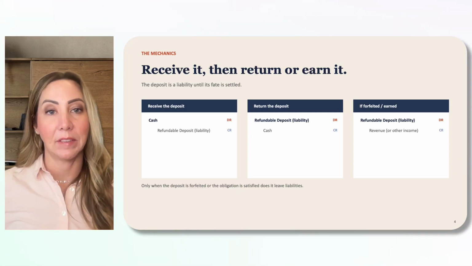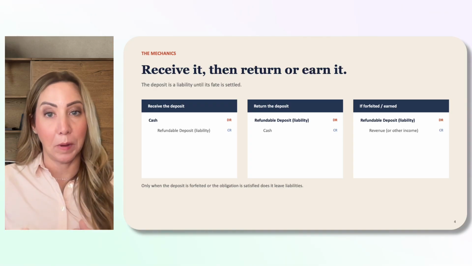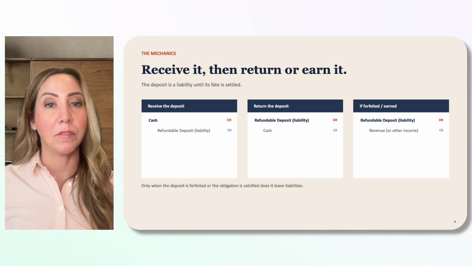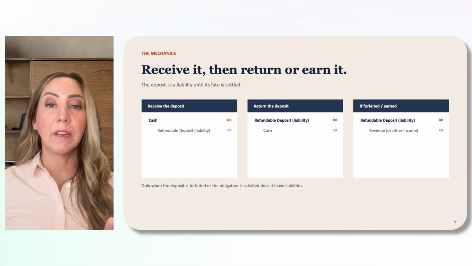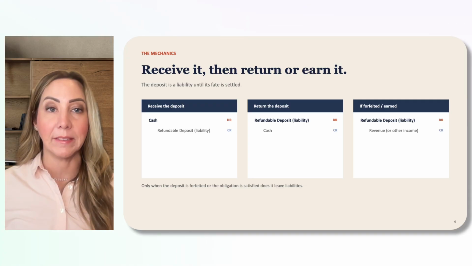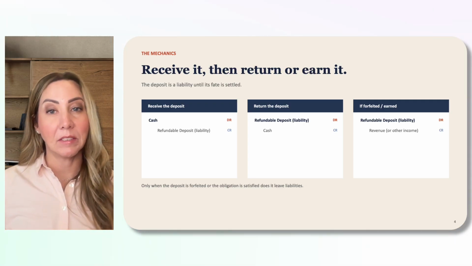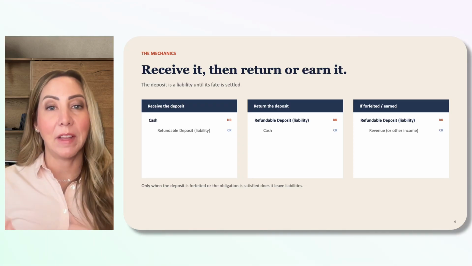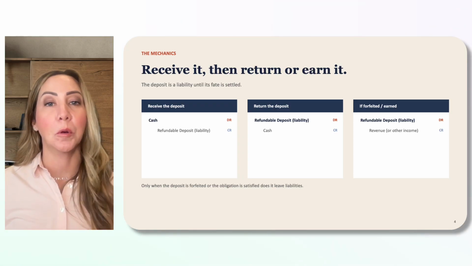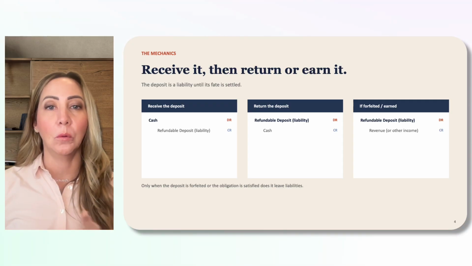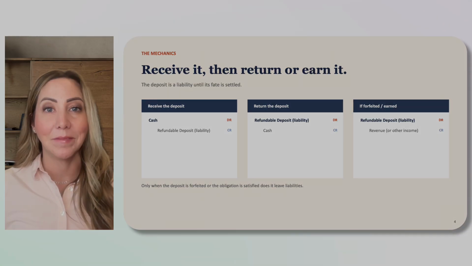Then one of two things happens. If the company returns the deposit to the customer, they eliminate the liability with a debit and credit cash. The obligation is satisfied and it's off the books. But if the deposit is forfeited or the company has otherwise earned the right to keep it, then we move the claim to that new resource from the customer to the owner with a debit to the liability and a credit to revenue or some other appropriate income account. Only at that point does the deposit become income, because only then has the obligation gone away.